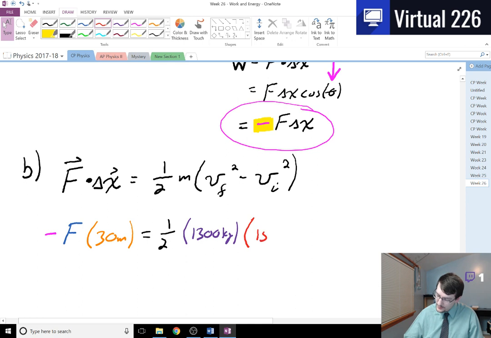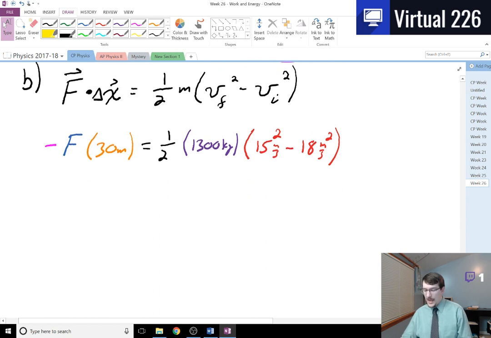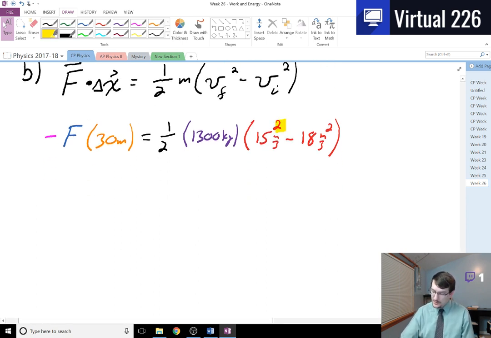We know the final velocity is 15. Don't forget your square. That's in meters per second. Minus the initial velocity, 18 meters per second. And don't forget to square them. Okay? Everybody always forgets to square these and to square them before you do the subtraction.